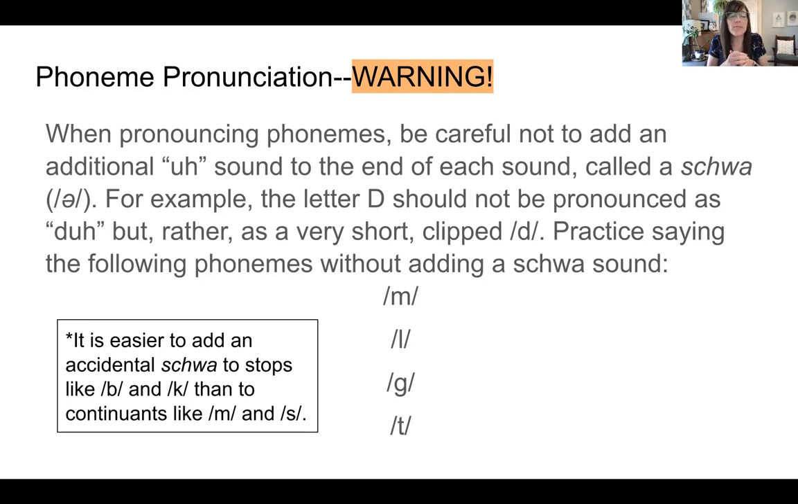Same thing with sounds like B. The B sound is not ba, ba. It is b, b. It's very short, very clipped. As little of that vowel sound as you can produce is what you should produce. B, b. And then same thing with the sound for K. That hard C or K sound is k, k, k. There's actually no voice at all in that one. K. And that's easier to add the schwa sound to than it is for continuants, those stretchy ones like mmm and lll.